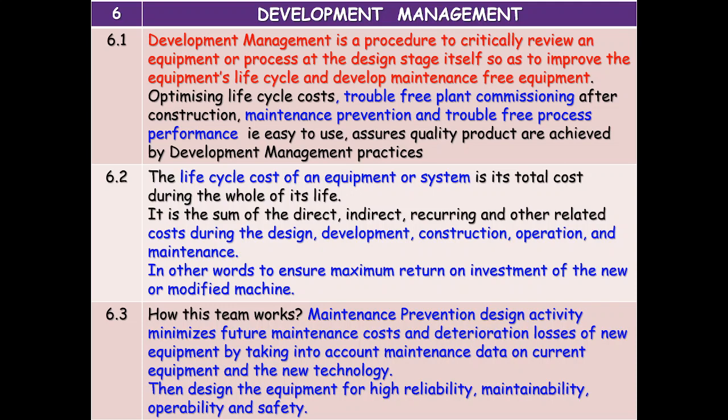Life cycle cost of an equipment or system is its total cost during the whole of its life. It is a sum of direct, indirect, recurring, and other related costs during the design, development, construction, operation, and maintenance. In other words, to ensure maximum return on investment of the new or modified machine. Let's see how the team works. Maintenance prevention design activity minimizes future maintenance costs and deterioration losses of new equipment by taking into account maintenance data on current equipment and the new technology. Then design the equipment for high reliability, maintainability, operability, and safety.